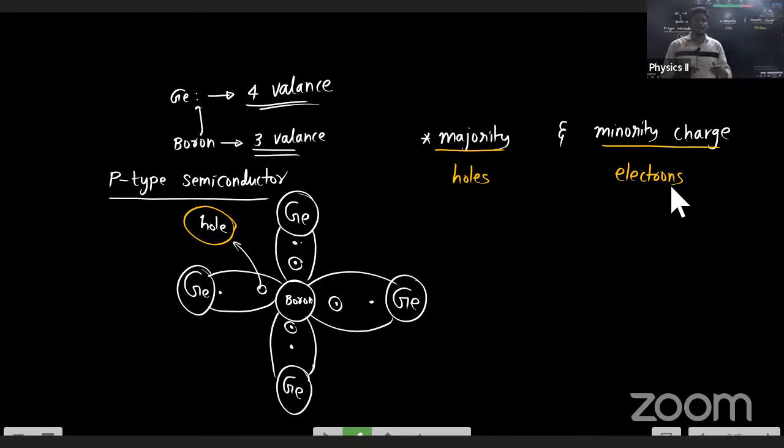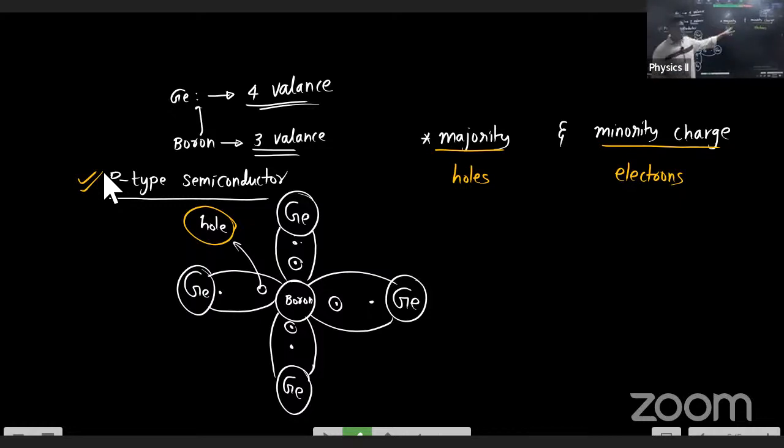Extrinsic semiconductor means whenever we are adding impurities to the pure semiconductor, that type of semiconductor is called an extrinsic semiconductor. Based on impurities, extrinsic semiconductors are further classified. When I am adding trivalent impurity, which type of semiconductor am I getting? I am getting p-type semiconductor.